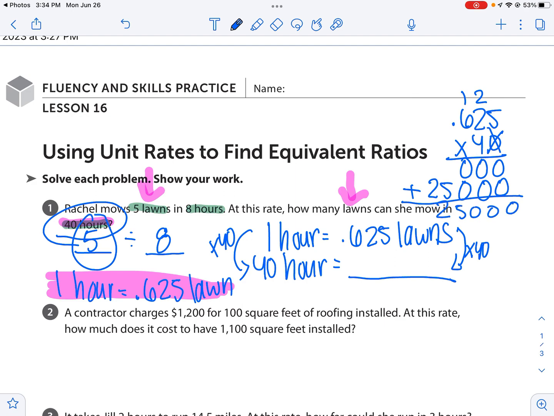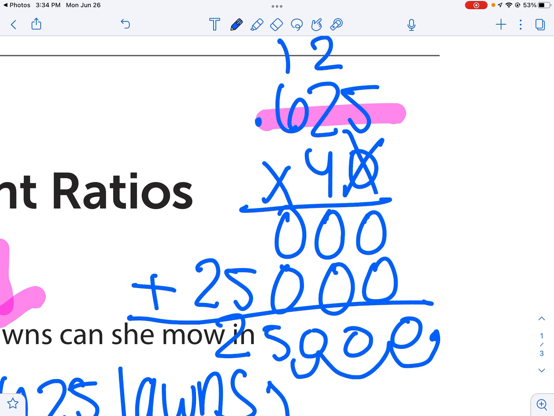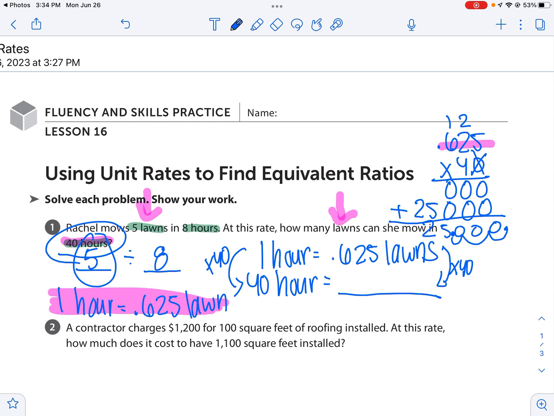Okay, I'm not going to stop there, right? The answer is not 25,000. I have 3 numbers behind this decimal, so I'm going to move the decimal over 3 places. So 25.000, or just 25 lawns. So how many lawns can she do in 40 hours? The answer would be 25.